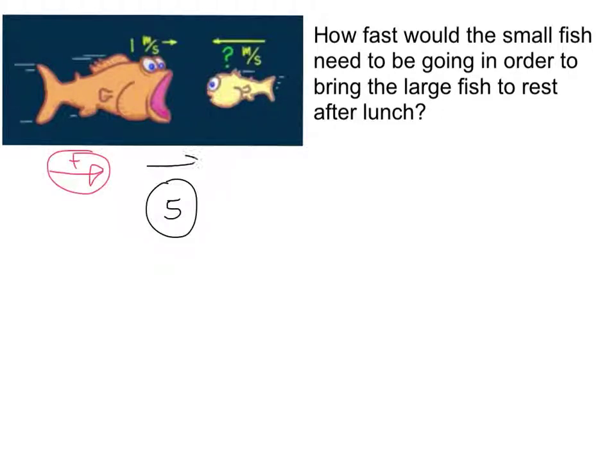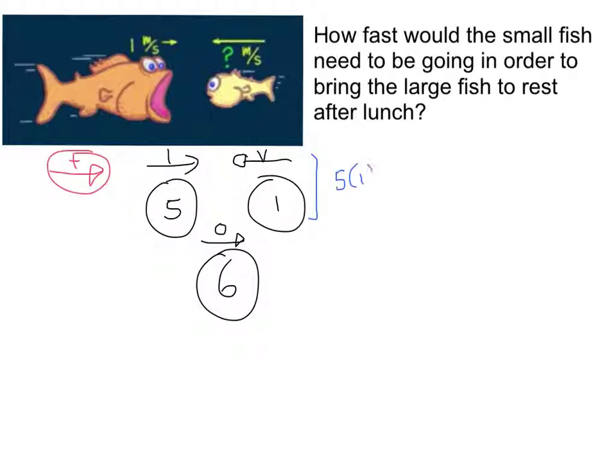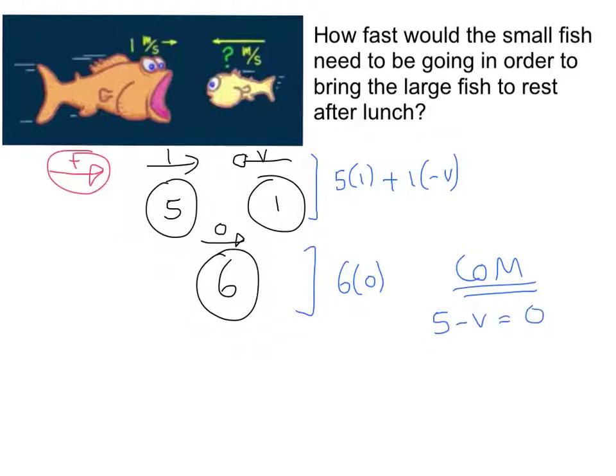Big fish, 5, 1. Small fish, 1, V, don't know. Afterwards, big fish with small fish inside, 0. That's what we want, bringing it to rest. So momentum before, 5 times 1, positive, good, plus 1 times V. V is negative because it's going in the opposite direction, so that's actually minus V there. Afterwards, 6 times 0 because it's come to rest. Conservation of momentum, 5 minus V equals 0, so V equals 5 meters per second.